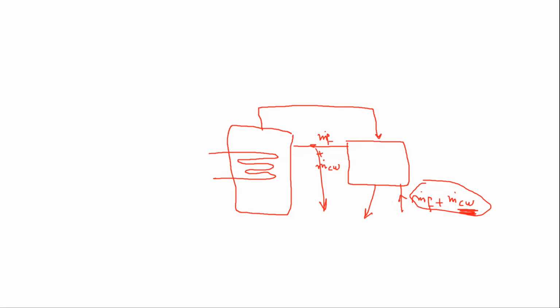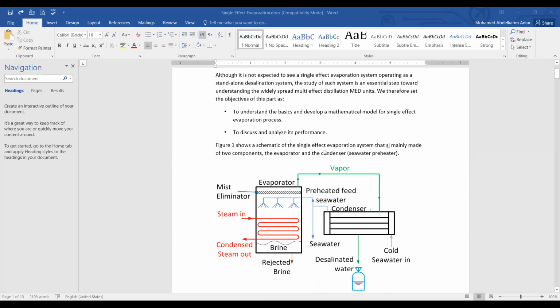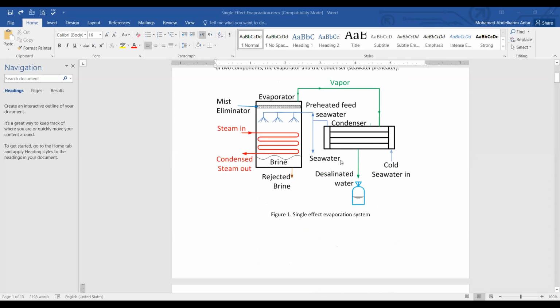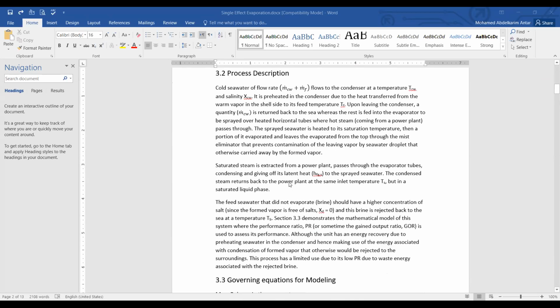Yes, doctor, thank you. Now, whatever I showed you here in the slide can be shown in a better way in another document, which is already posted in Blackboard, talking about the single effect evaporation. And this is a sketch of the unit. And here I'm talking about the process parameters, the description, how it happens.